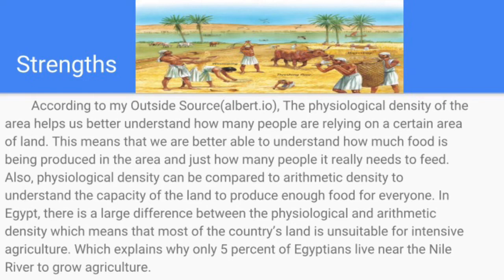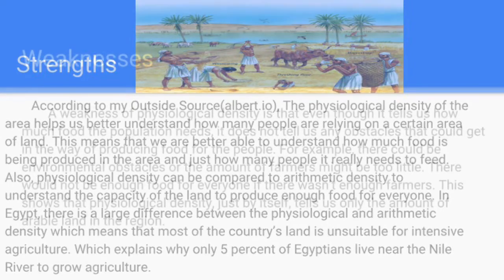Also, physiological density can be compared to arithmetic density to understand the capacity of the land to produce enough food for everyone. In Egypt, there is a large difference between the physiological and arithmetic density, which means that most of the country's land is unsuitable for intensive agriculture. This explains why only 5% of Egyptians live near the Nile River to grow agriculture.